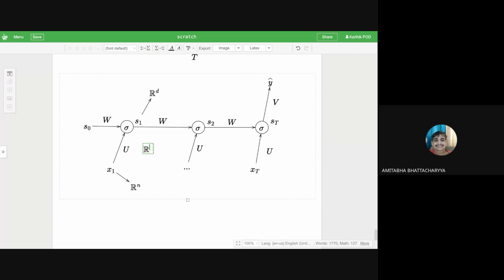D cross N. Yes, it will be D cross N. The professor wrote it wrongly. So this is D cross N. Now, what will W be? It will be D cross D, right?